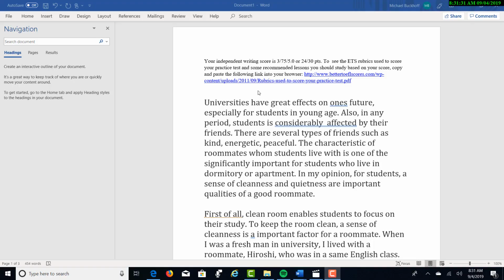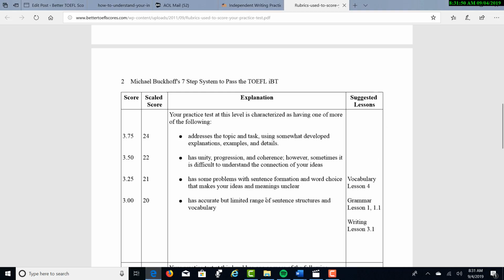Hi there, this is Michael, and you are one of my TOEFL writing boot camp students. So you completed an essay yesterday, you sent it to me, I read it, and based on what I'm looking at here, I decided to give you a 3.75 out of 5, 24 points out of 30 on this.